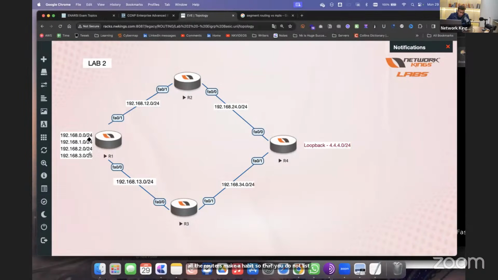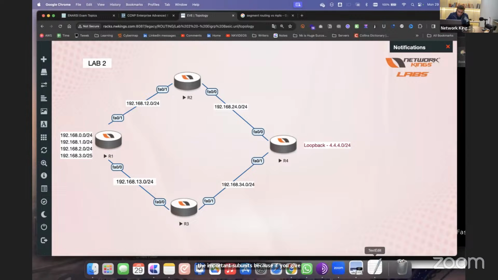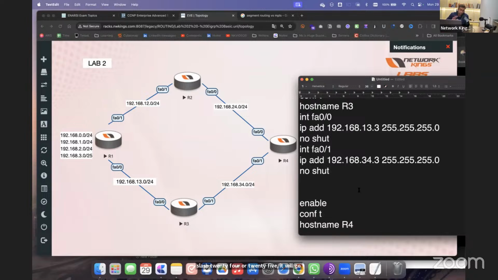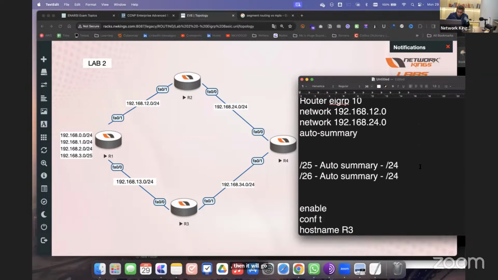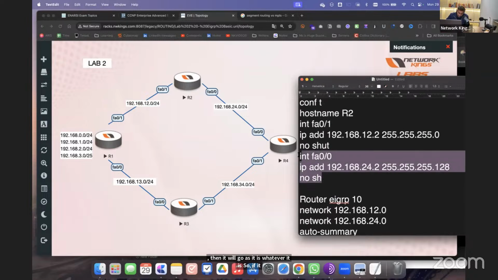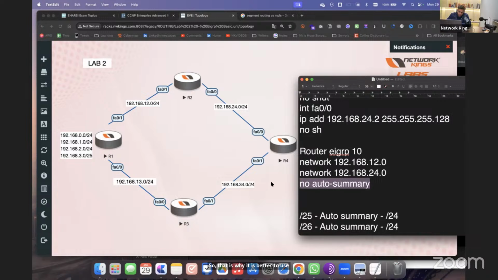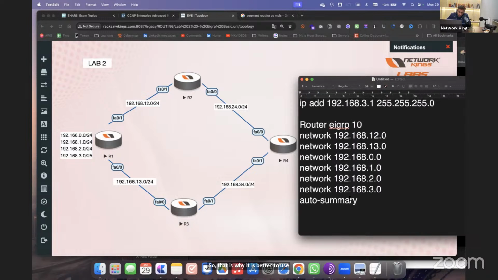Because if you give /24, /25, it will go as /24. But if no auto-summary is given, then it will go as it is, whatever it is. So if it is /25, it will go as a /25. That's why it's better to use no auto-summary. Auto-summary is not required because that is the default. So I'm writing it here so that I can add no auto-summary.